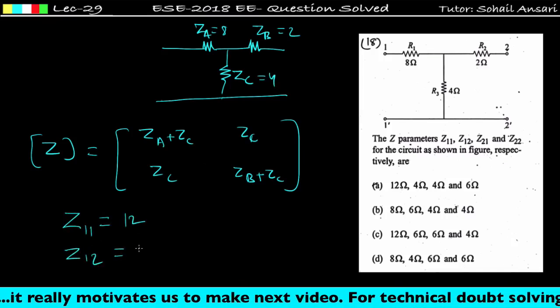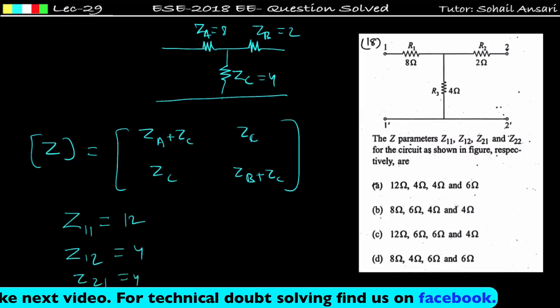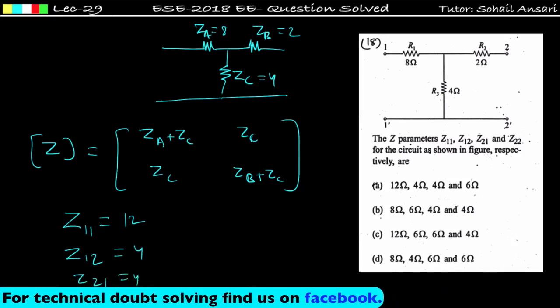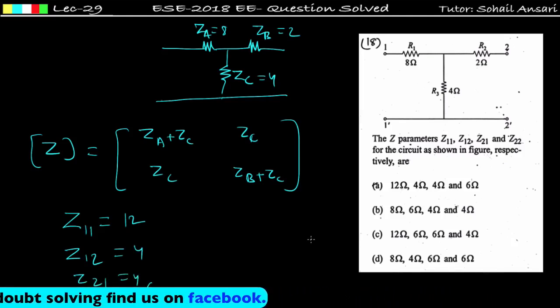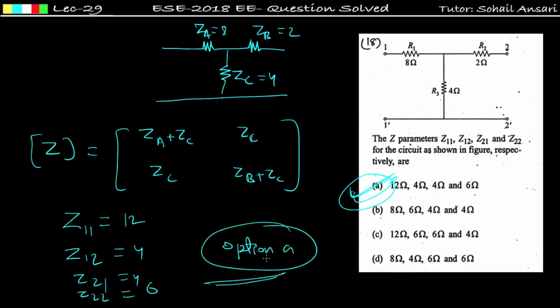Z12 is equal to ZC, that is 4. Z21 is 4. And Z22 is equal to ZB plus ZC, that is 6. So 12, 4, 4, 6, only option 1 is matching. So option A is correct. The concept has been discussed in lecture number 19 of network theory.